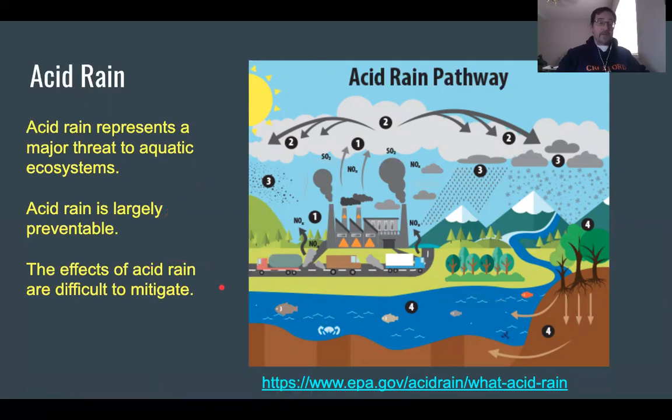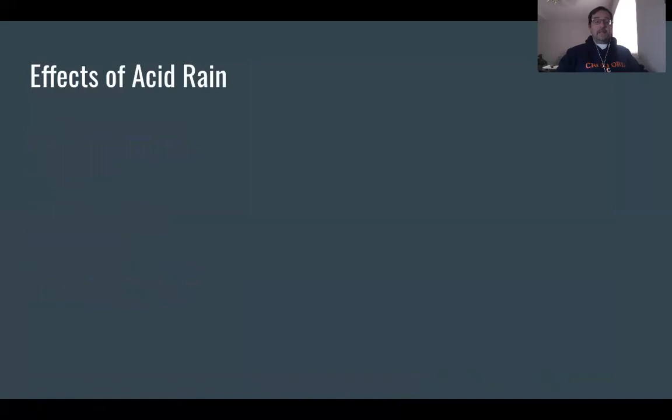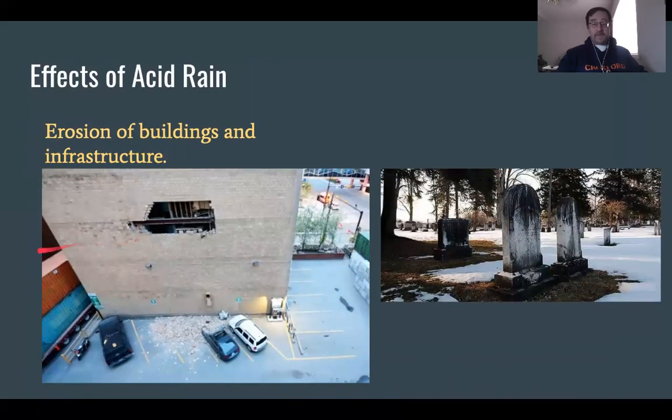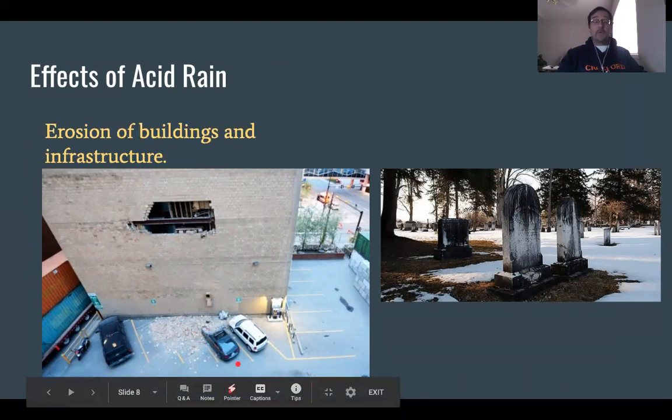The effects of acid rain are difficult to mitigate, they're difficult to fix, but they're pretty easy to prevent. We've made a lot of efforts in our society to try to reduce the effects or the creation of acid rain. Some of the effects of acid rain: the erosion of buildings and infrastructure. This is a story from the city of Calgary just a few years ago. Acid rain weakened some buildings in downtown Calgary, just south of the Centre Street Bridge, and the bricks actually fell. Luckily nobody was harmed, but some vehicles in the parking lot were damaged by it.